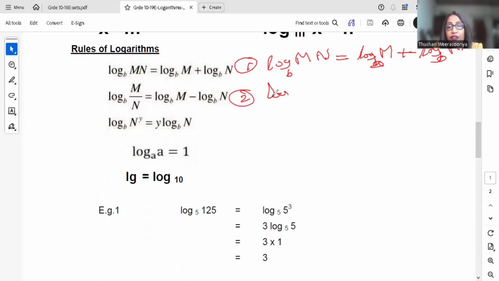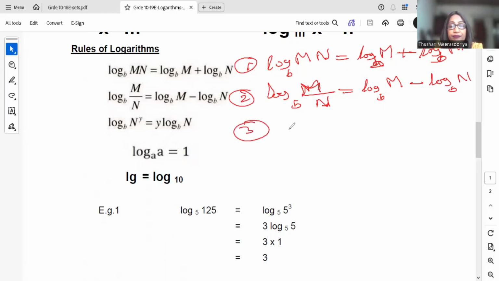Then division rule, you can break m divided by n. What will happen? Log base b of m, subtraction, log base b of n. Third one, logarithm b of n to the power y. When you have a power, you can take it out, like removing brackets. You can take y out. The power you can take out: y log b n.